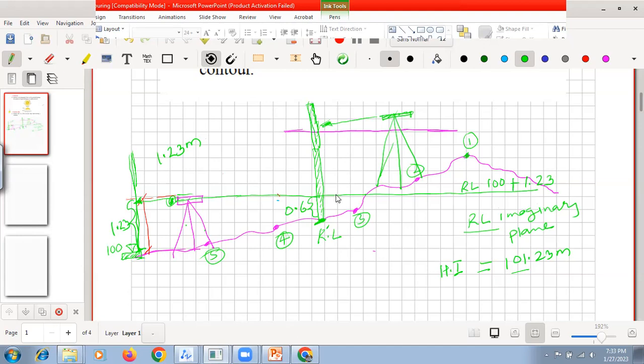Okay, so what is the principle here? From here you know the reduced level of this particular point. Now you know this reading. You know the level plus the staff reading, and you will get the height of instrument after shifting to the next point.